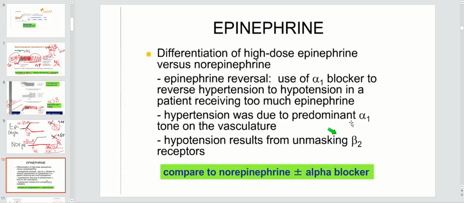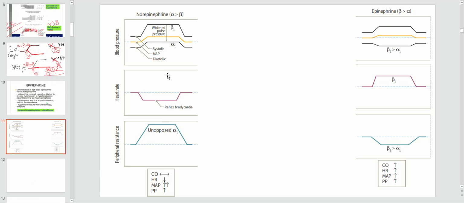Hypertension was due to the predominant alpha 1 tone on the vasculature, while hypotension is due to the unmasking, because by giving the alpha 1 blocker you are not blocking the beta 2 receptor activation. So epinephrine acts on the beta 2 and decreases the blood pressure. That is the bottom line. And on the graph, this is how it is given in your book. This is the same thing.